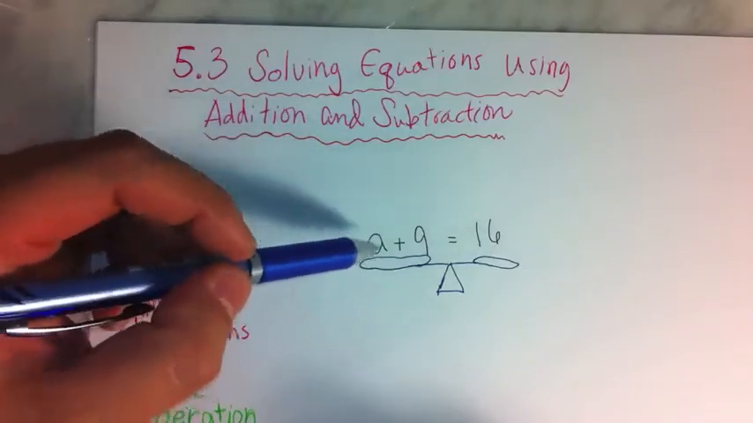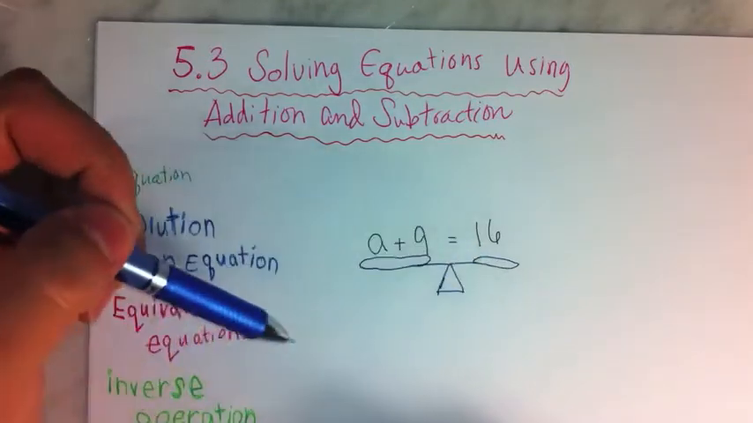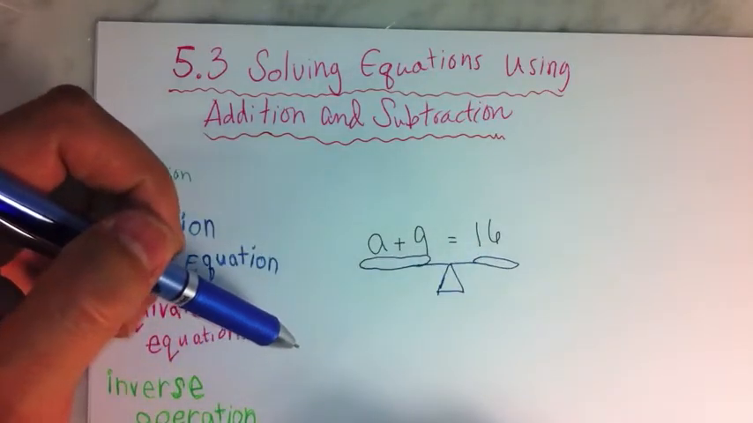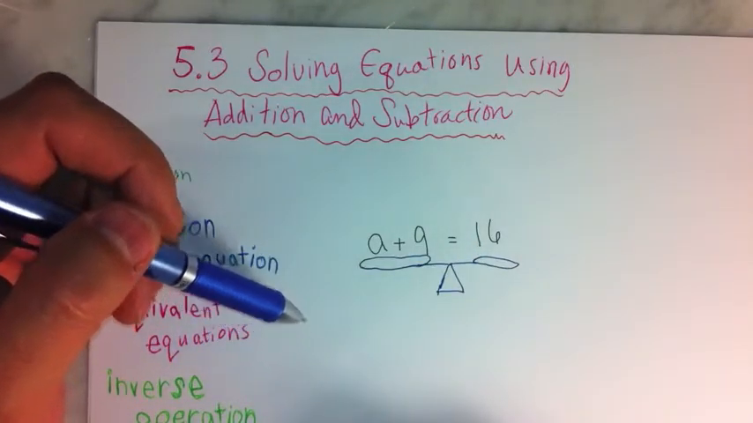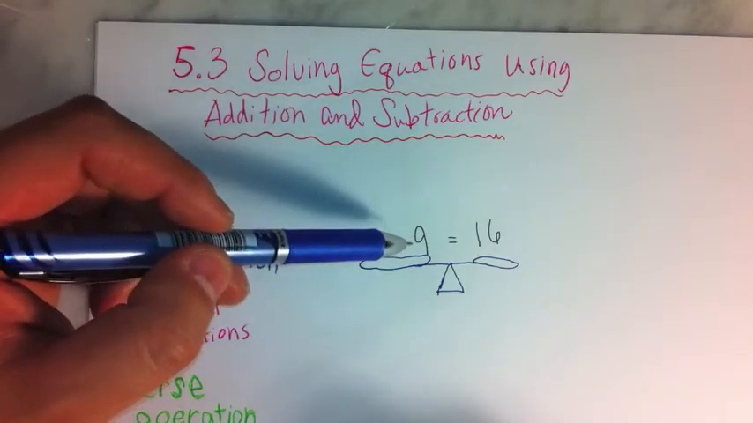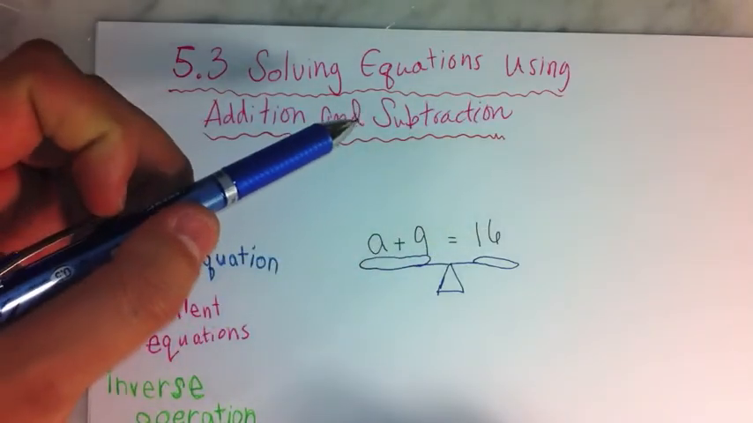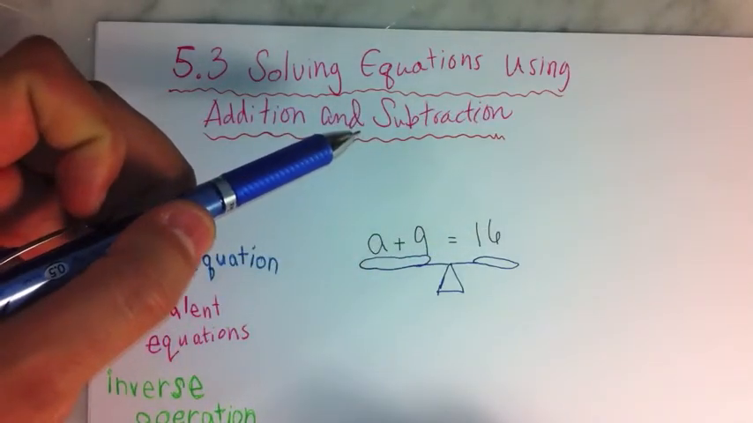Well, let me tell you right now, the left side of the equation and the right side of the equation, they're balanced. They are balanced. Now, I want you guys to imagine what would happen if we took away, just like in the animation earlier, what would happen if we took away 9 from both sides? What's going to happen? Is the equation still going to be balanced?